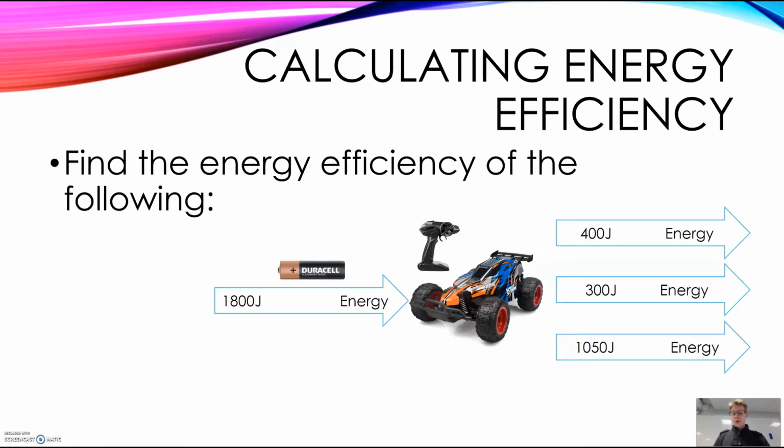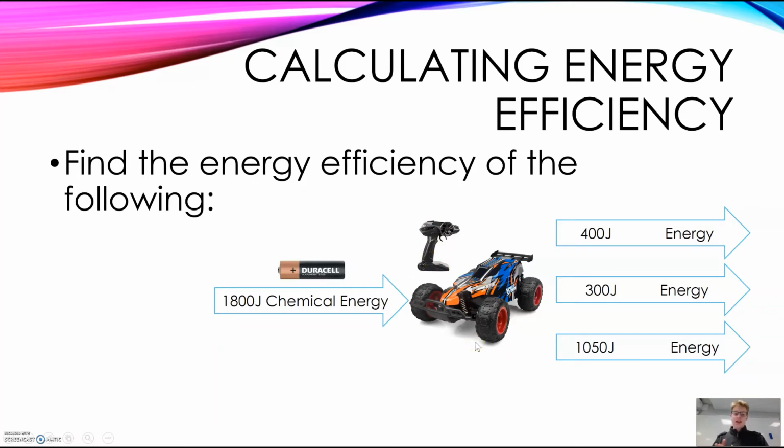So let's take this remote control car, for example. Firstly, have a think, what type of energy is the remote control car getting from a battery? That's right, it's getting chemical energy. Now, it converts the chemical energy into electrical energy as it goes through all the wiring in the remote control car. We're not thinking about the remote control, by the way, we're just thinking about the car.